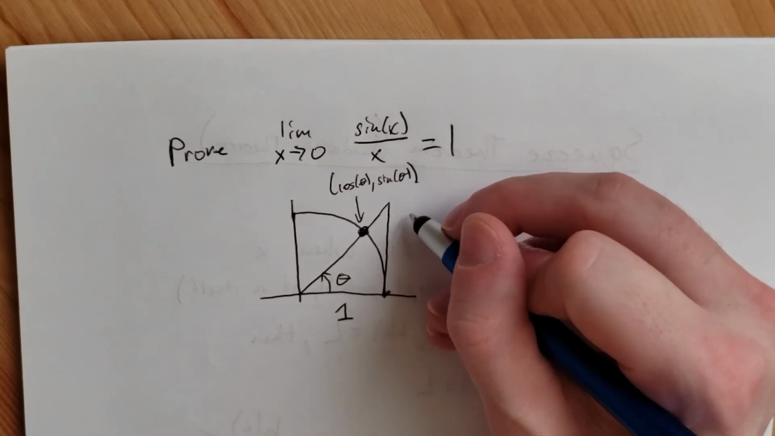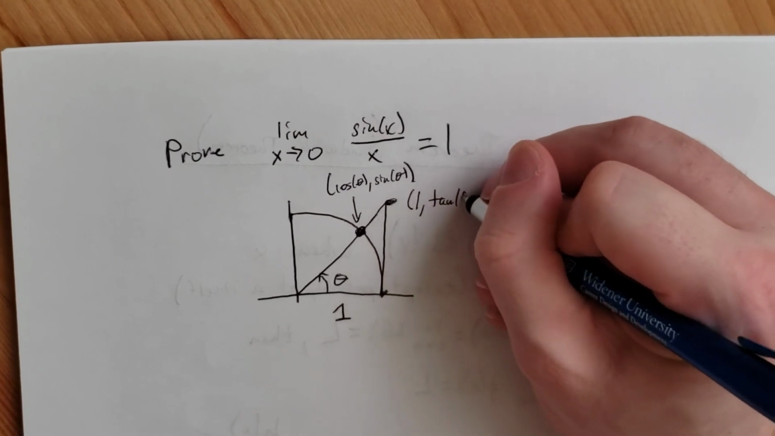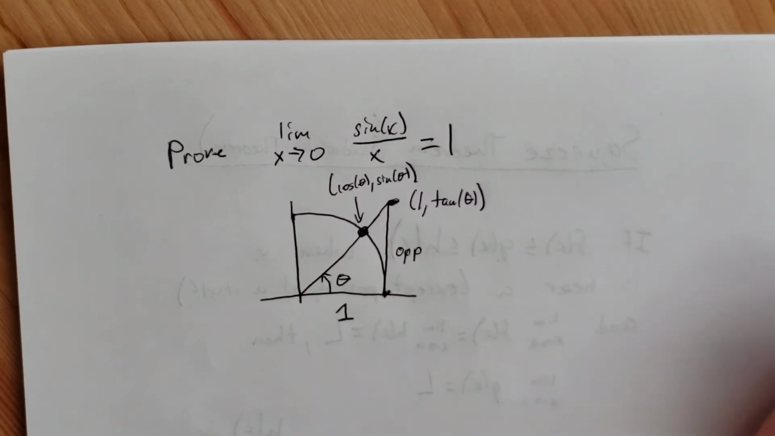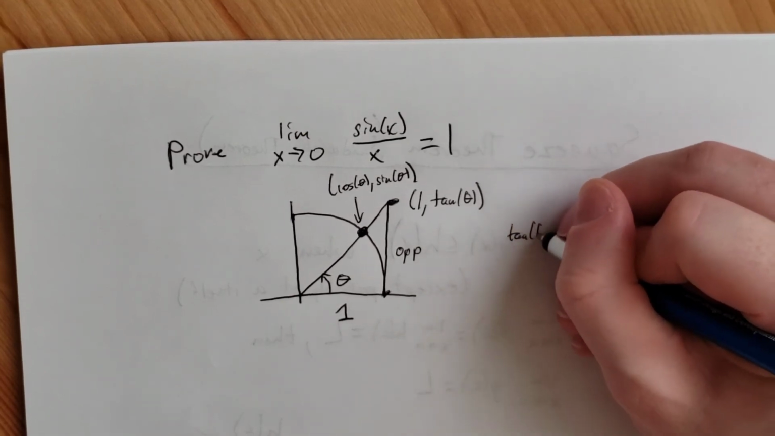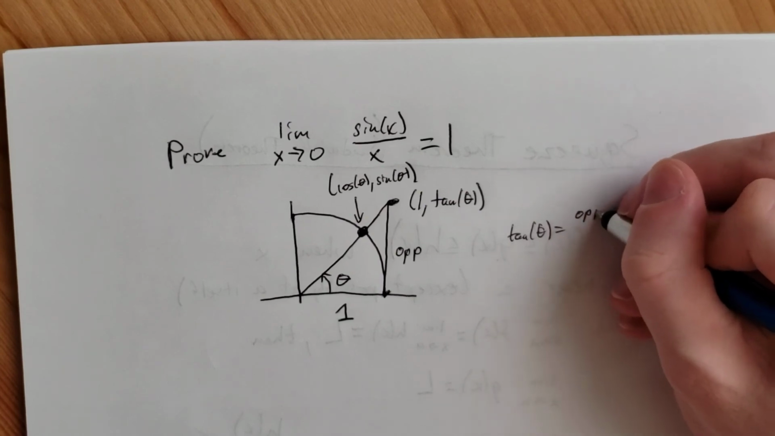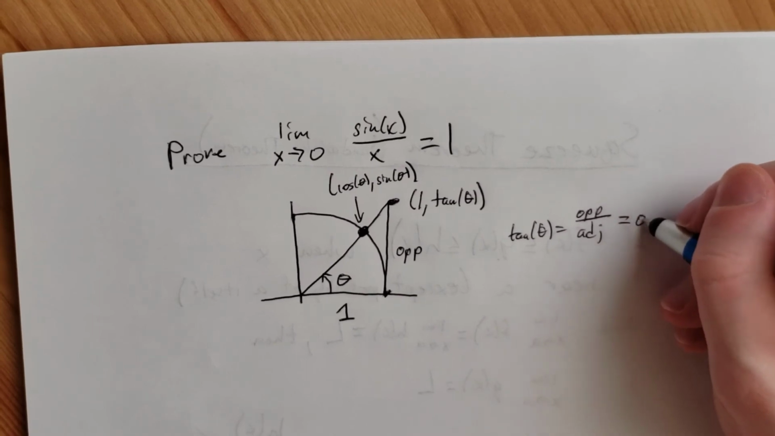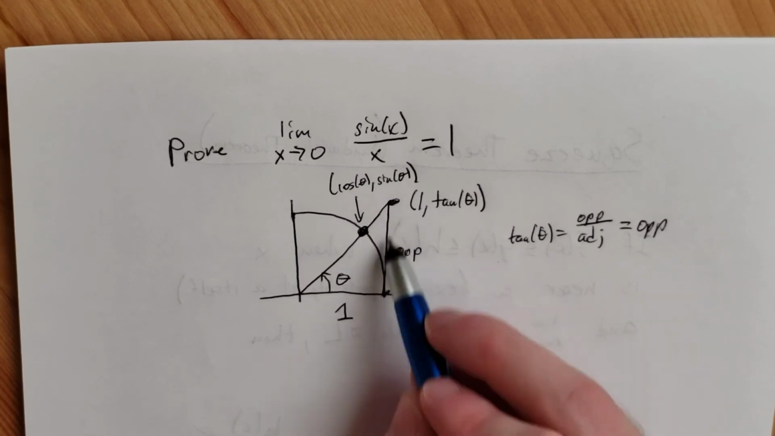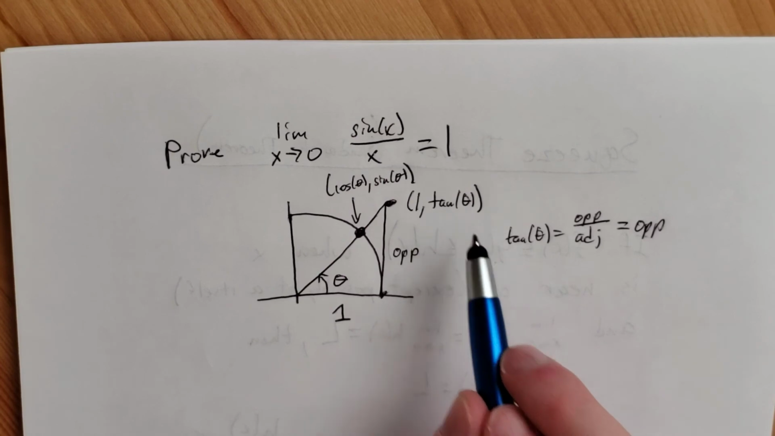What is this point right here? Well, that is 1 comma tangent theta. Let's verify that real quick. This is the opposite side of this angle theta on this triangle. And what do we know? We know that tangent of theta is equal to opposite over adjacent. But the adjacent side is 1. So the opposite is just tan theta, and the opposite here is our y value of this particular coordinate. So the opposite is tan theta, i.e. the y value is tangent of theta.